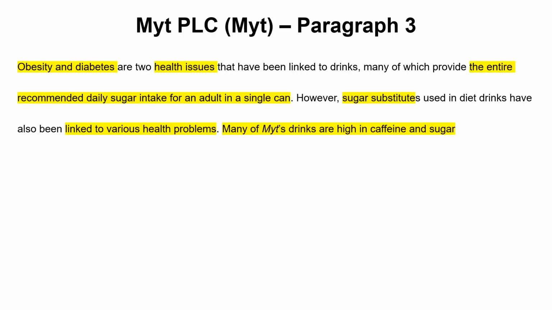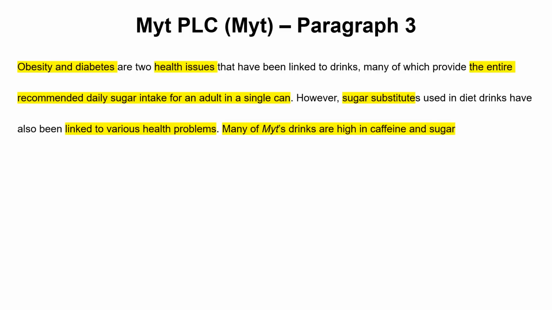Now, paragraph 3, you can see from the highlighted elements, it's basically emphasizing what we said already. Obesity, diabetes, health issues. So again, ethical, sustainability, corporate social responsibility, impact on stakeholders. Look at the products they have. Many of their drinks are high in caffeine and sugar. So even though their product range has developed, are they still susceptible to competition?